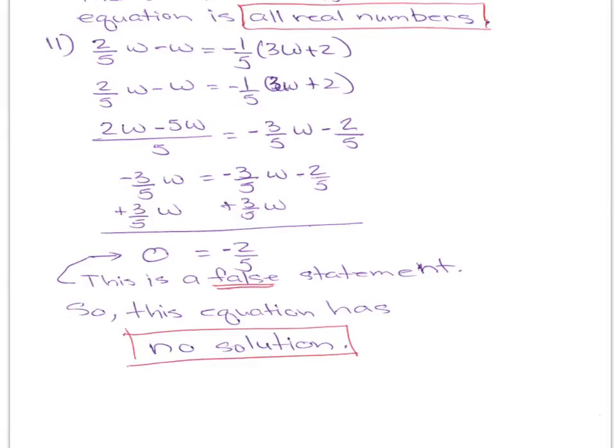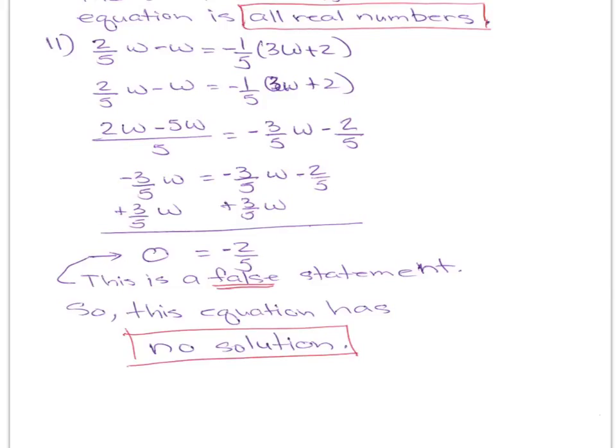negative 1 over 5 times 3w, that'll give you a negative 3 over 5w. Negative 1 over 5 times 2 will give you a negative 2 over 5. So this is what we have now. We have negative 3 over 5w is equal to negative 3 over 5w minus 2 over 5. If I want to move this negative 3 over 5w to the left-hand side, I'm going to have to add it to both sides, as you can see right there.